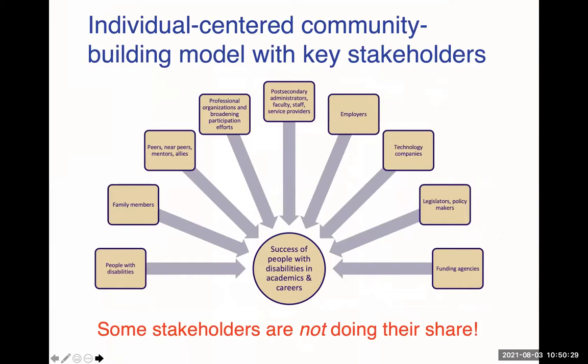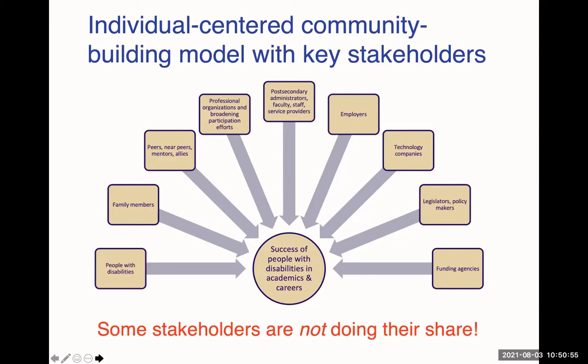Well, I like to take a look at our model. We take an individual-centered community building model with key stakeholders. So the two words stakeholders and community building are important. Any problem we're trying to solve, like in this case, in the center of this wheel on the screen, it says success of people with disabilities in academics and careers. That's our primary focus for the Do It Center, and more narrowly with the IT Accessibility Center.